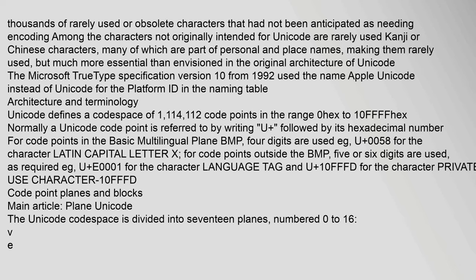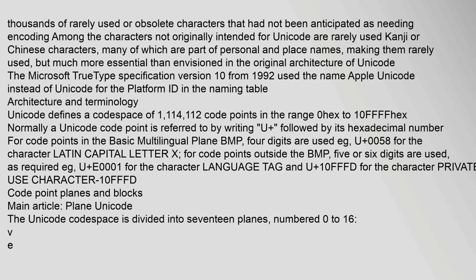Unicode defines a codespace of 1,114,112 code points in the range 0 hex to 10FFFF hex. Normally a Unicode code point is referred to by writing U+ followed by its hexadecimal number. For code points in the Basic Multilingual Plane (BMP), four digits are used, e.g., U+0058 for the character Latin capital letter X. For code points outside the BMP, five or six digits are used, as required, e.g., U+E0001 for the character language tag and U+10FFFD for the character private use character-10FFFD.